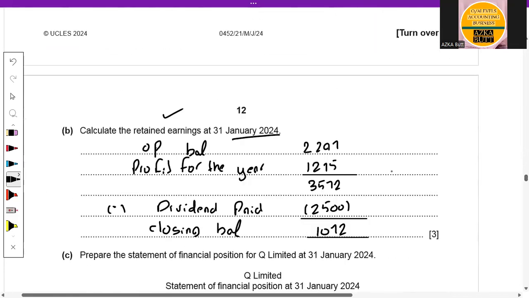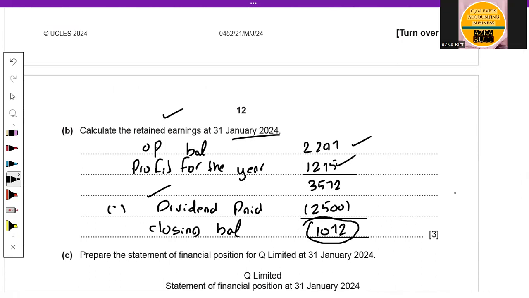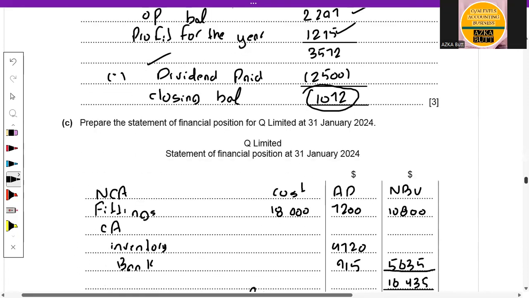So how can we find out the retained earnings? Now this is very simple. First of all, we have to write the opening balance, and we just find out the profit for the year. So we have to add this, and we have to deduct the 2500, which is dividend paid, and at the end, whatever the balance we received after paying the dividend, this is our retained earnings, which is 1070 after deducting the dividend payment.